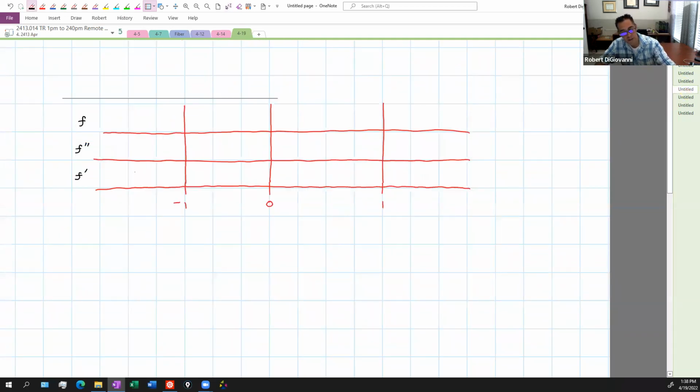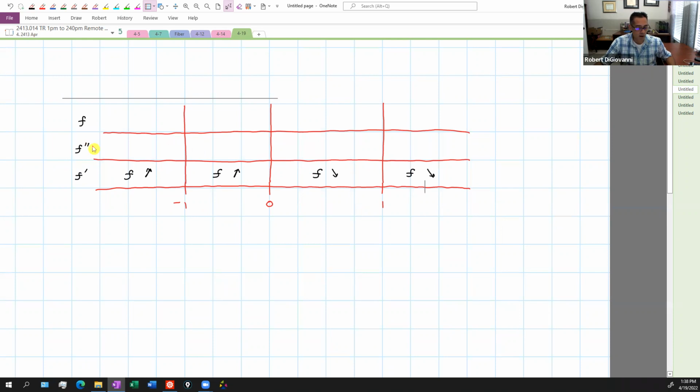To the left, my original function goes up here, then up, and then at 0, it switches and goes down, and then the function goes down. Y'all agree? Up, up, down, down.